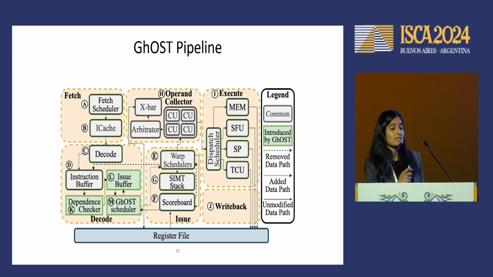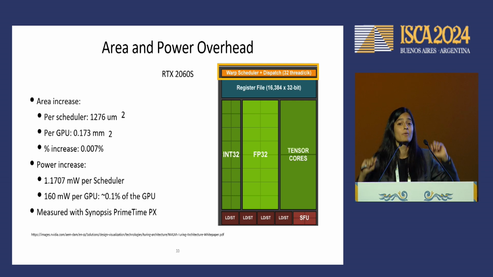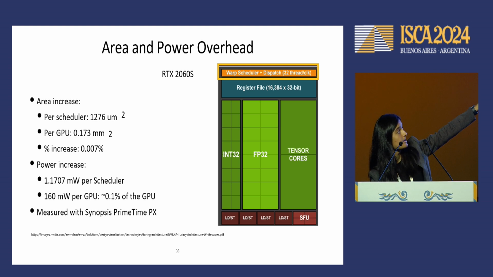And if you go ahead and actually implement Ghost, it only increases the area of your GPU by a mere 0.007%, which is really small. And the power increase is a mere 0.1% of the GPU. And what to see here is that the change we are making is on this very small orange part of the SM, which already is area constrained.